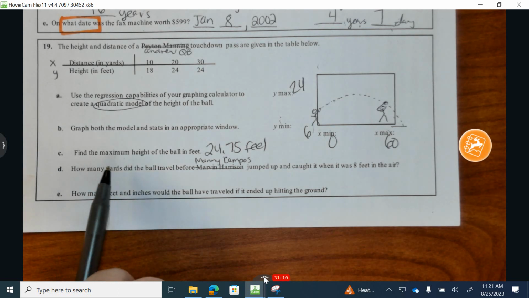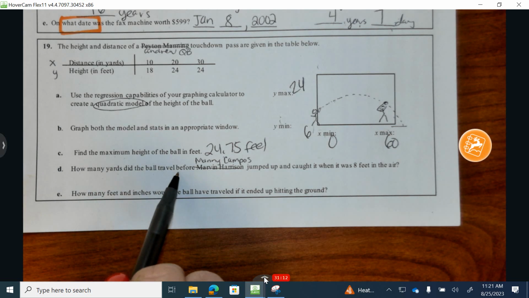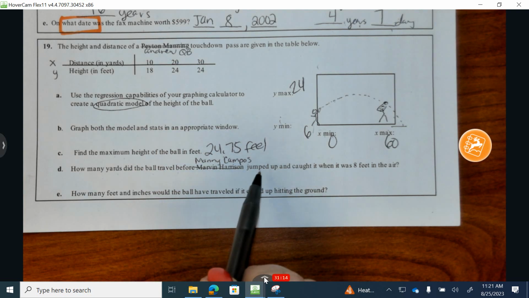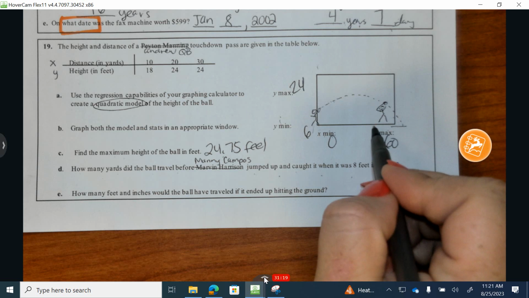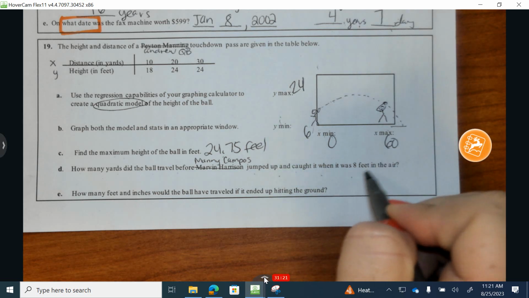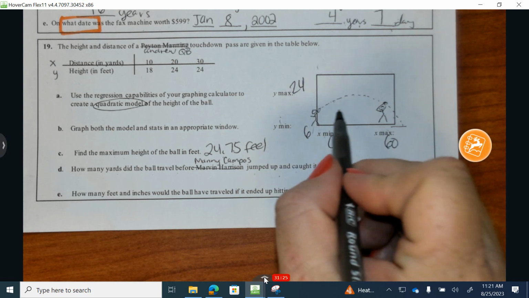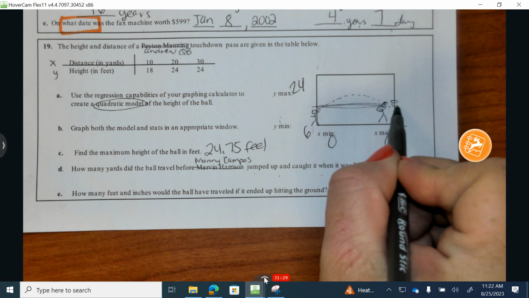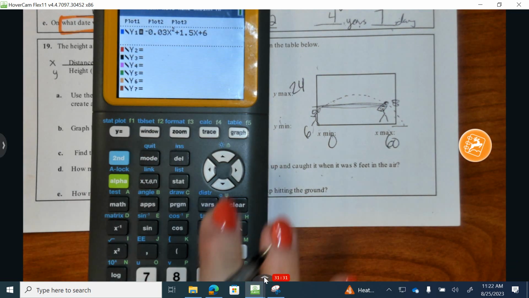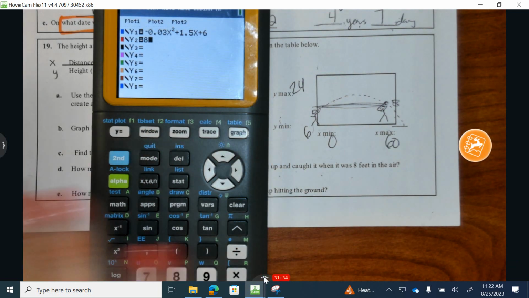All right. How many yards did the ball travel before Manny Campos jumped up and caught the ball 8 feet in the air? We probably should have changed that 8 feet. I don't think his hops are that great, but we'll go with it. All right. So we want to know 8 feet in the air. This is my line. He catches it 8 feet in the air. So let's go over here, go to Y equals, and change to 8.